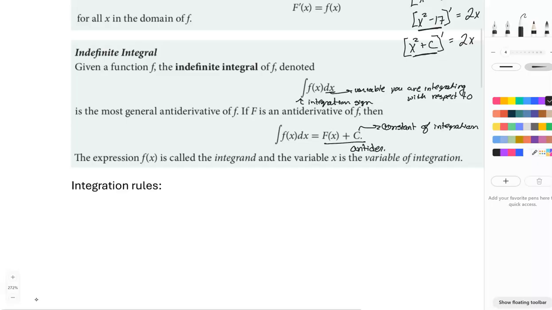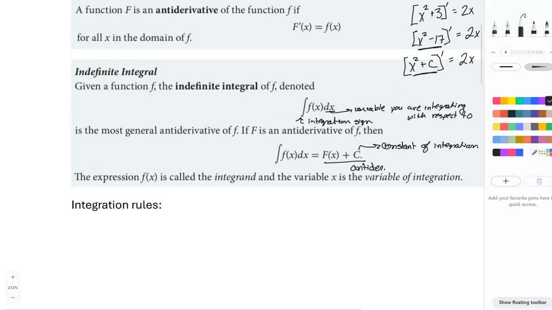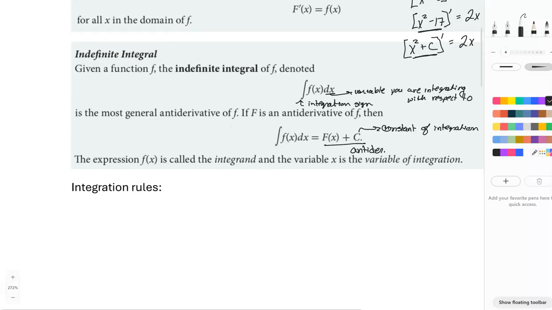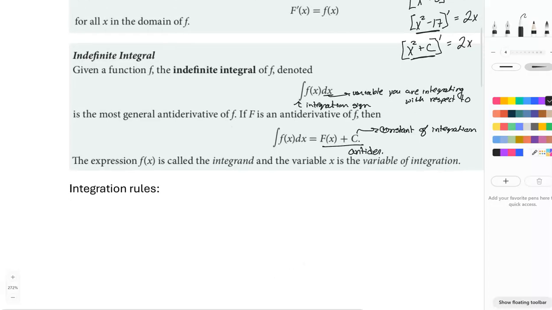This is kind of the opposite of taking the derivative. Now, really what we're doing is we're thinking about that derivative and we're asking, how do we get back to the original function? If this is the derivative, how do we get back to that original function, x squared plus some constant? So let's look at some integration rules.